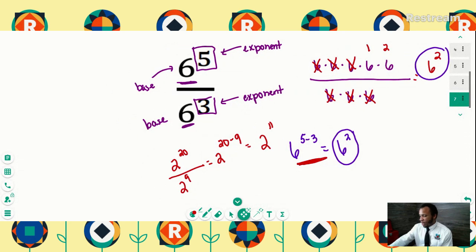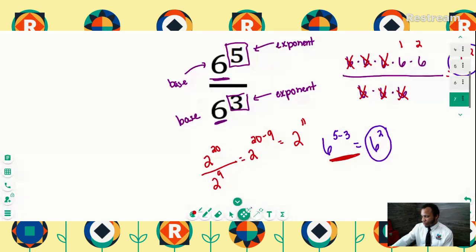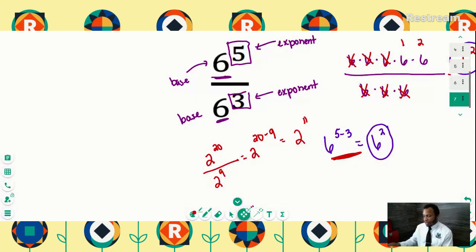So if we divide when we're multiplying, just take a wild guess of what we're doing. If we subtract when we're dividing, just take a wild guess of what we're doing when we multiply. We're going to add our exponents together.